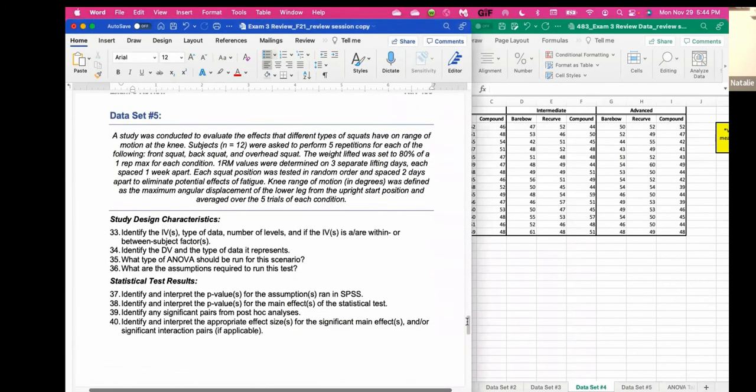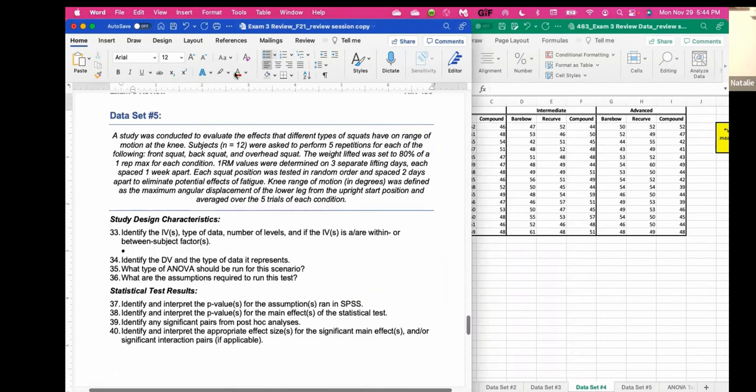Just to wrap up, we'll do the same thing we just did for the last one on our final data set. So a study was conducted to evaluate the effects that different types of squats have on range of motion at the knee. There were 12 subjects who were asked to perform 5 repetitions for each of the following: a front squat, a back squat, and an overhead squat. And the weight lifted was set to 80% of a 1 rep max for each condition. 1RM values were determined on 3 separate lifting days just to account for fatigue.